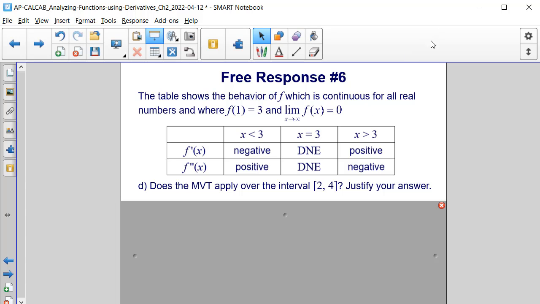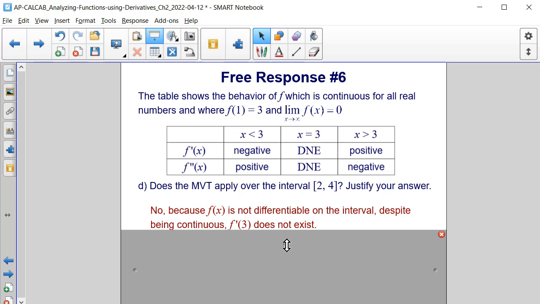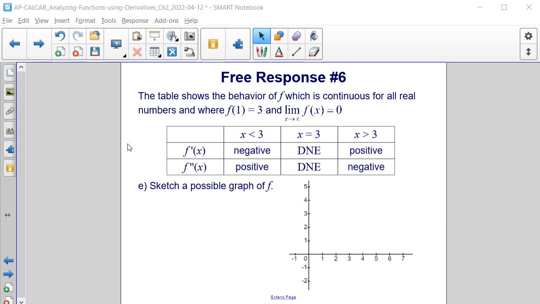interval. And we can see in the table that the derivative does not exist when x is equal to 3. So therefore, we cannot apply the mean value theorem because f of x is not differentiable on that interval, despite being continuous. The main reasoning is because f prime of 3 does not exist.